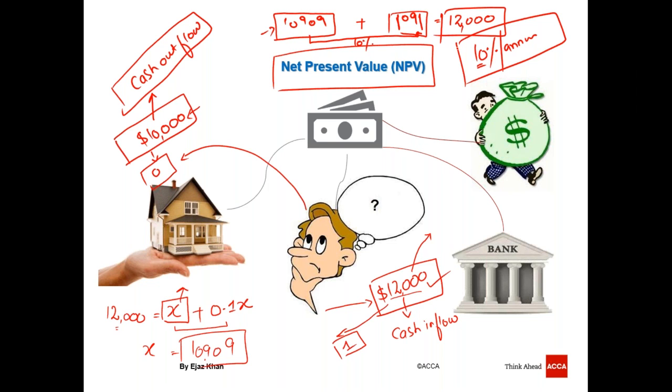So what this example is telling us is that this company should not invest more than $10909 for these $12,000. It should invest a maximum of $10,909. Now this figure will be compared with the actual investment required in this project. The actual investment required for this project is $10,000, whereas the maximum that this company can afford to invest for this project is $10,909. So my question to all of you is, should the company go for this project?